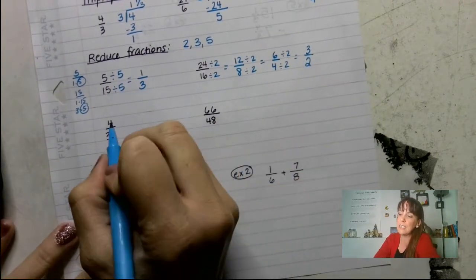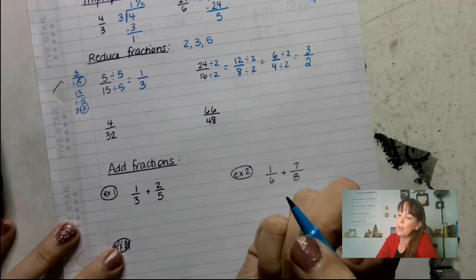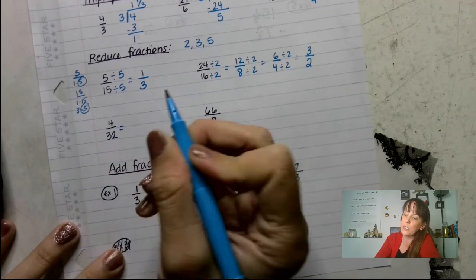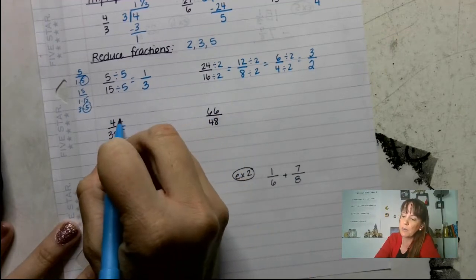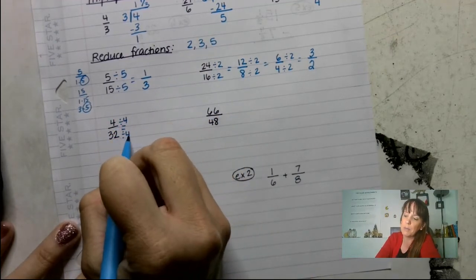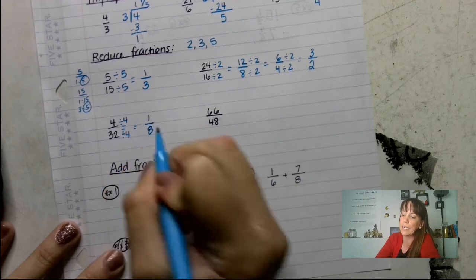Another way of doing this is, let's try this guy. We're going to do the same thing here if we just divide it by 2, but we can also just divide by 4 if we happen to know our greatest common factor. That's going to give us 1 over 8.